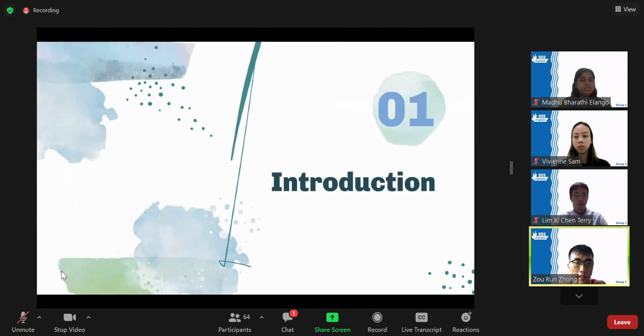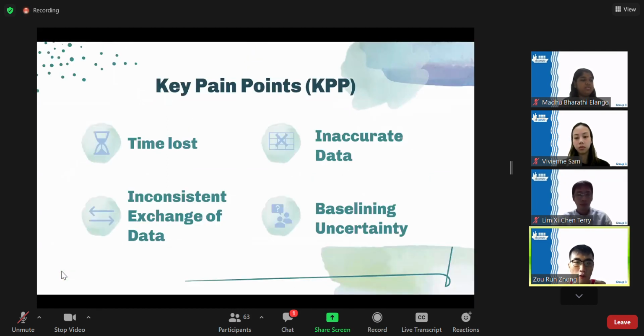We know that the IMO intends to reduce carbon emissions by 40% by 2040. So what's stopping us from achieving such goals? To begin off, I'll be sharing the 4 key pain points faced by our current stakeholders.